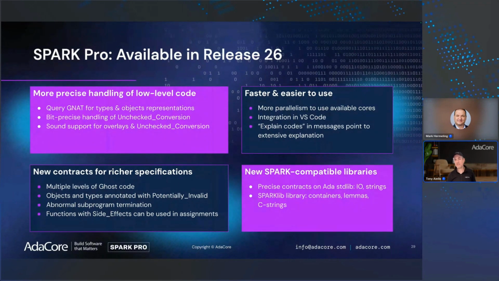We're giving you better support for abnormal subprogram termination and making it possible to use functions with side effects in more places. We're giving you better Spark-compatible libraries, more precise contracts on the Ada standard library in input-output and strings, and we're expanding support for SparkLib in containers, lemmas, and C strings. The C string support is especially cool because this makes foreign function interfacing better.